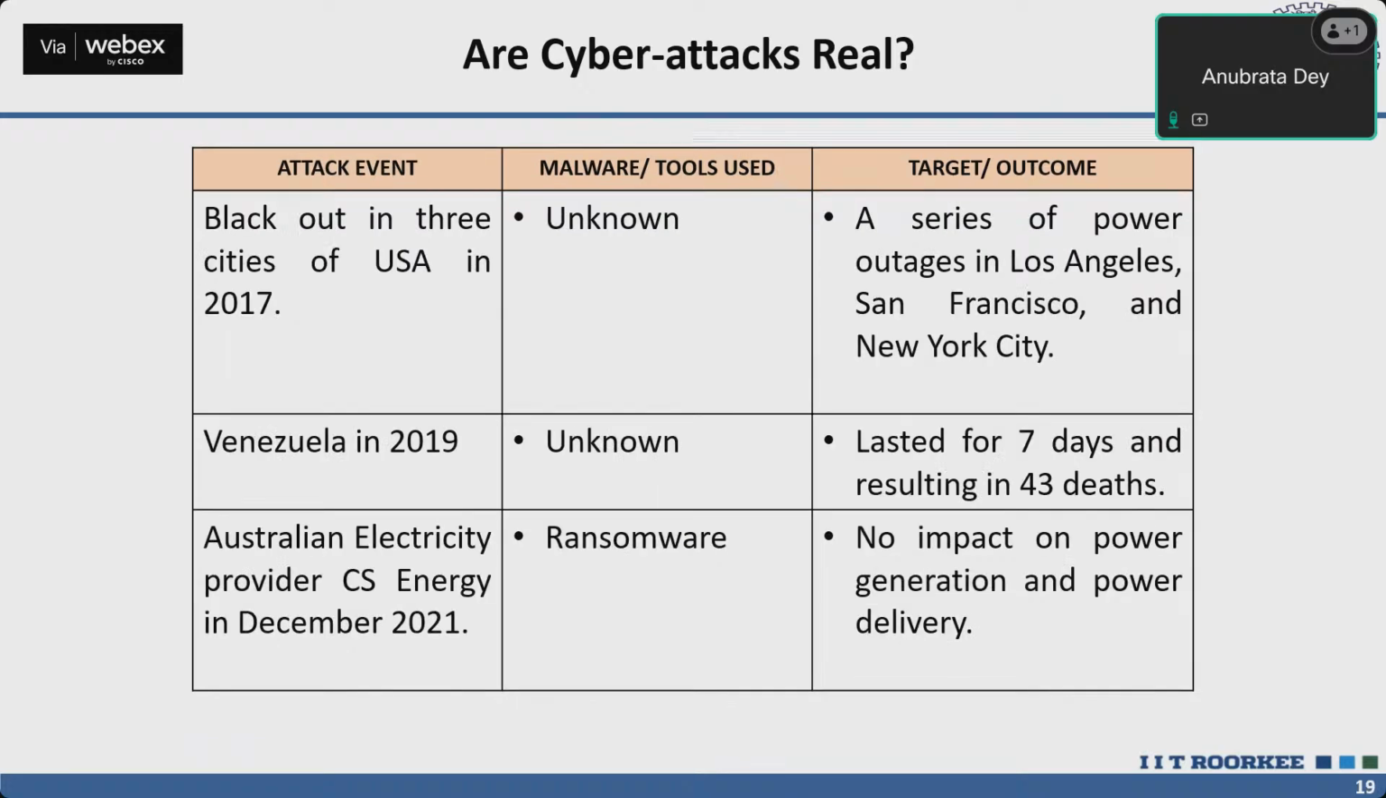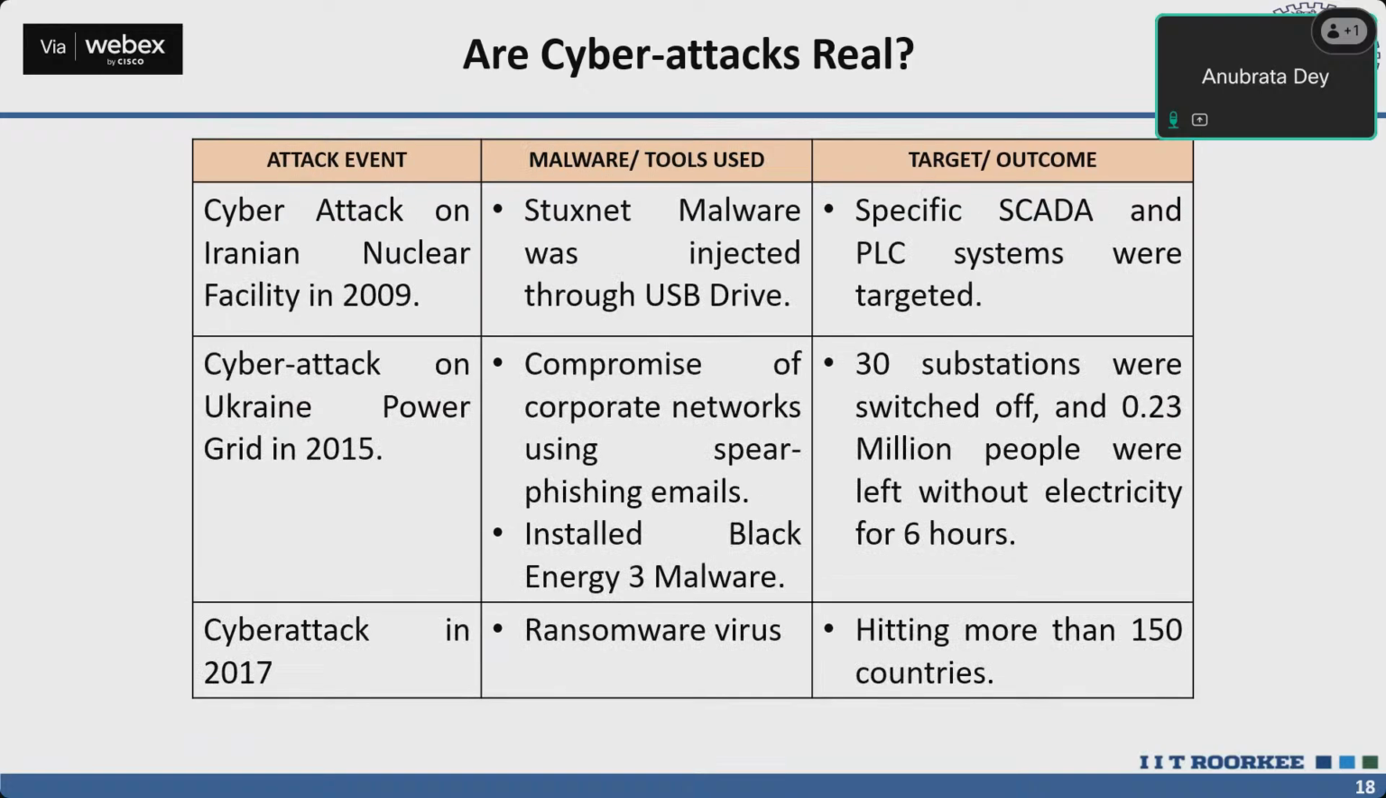the article available. Through this the attacker targeted 30 substations. They switched off 30 substations. 0.23 million people were affected, and they were left without electricity for more than 6 hours. So that was the impact of the attack on the Ukrainian power system in December 2015.